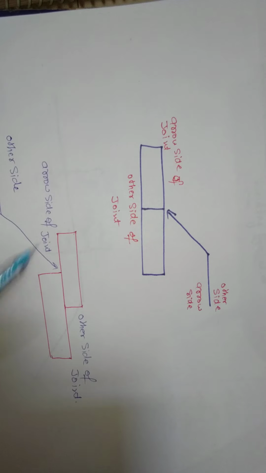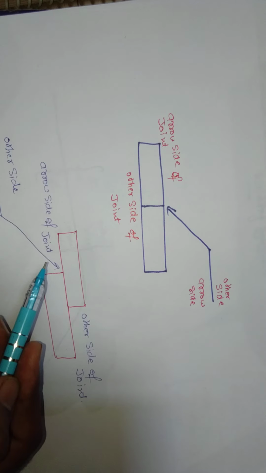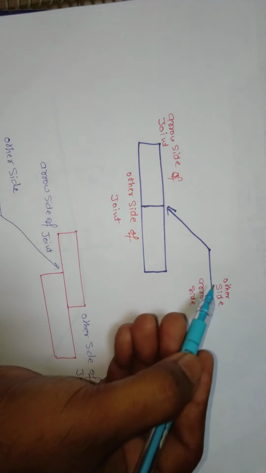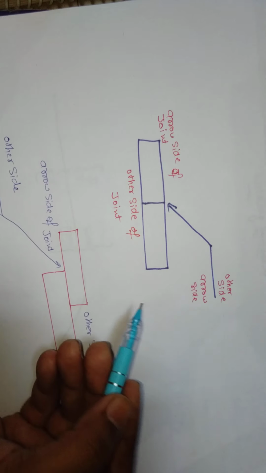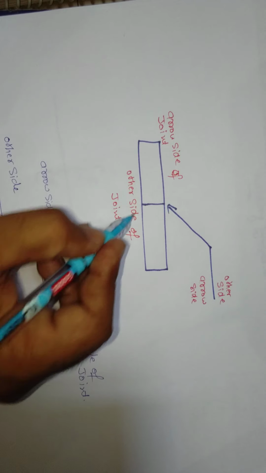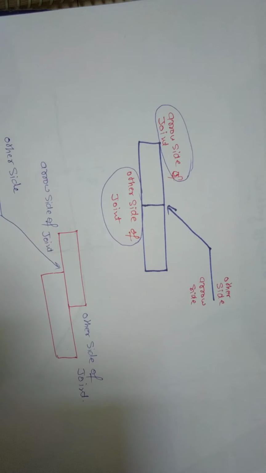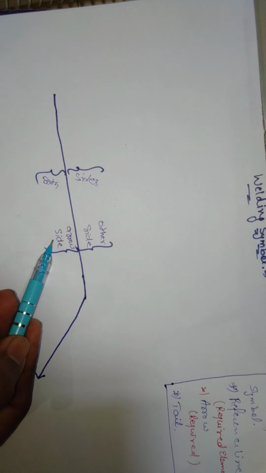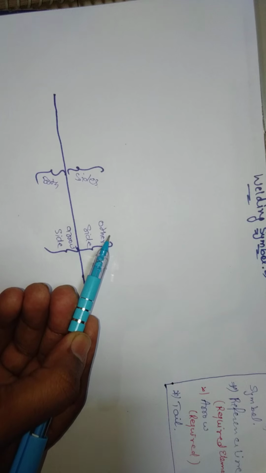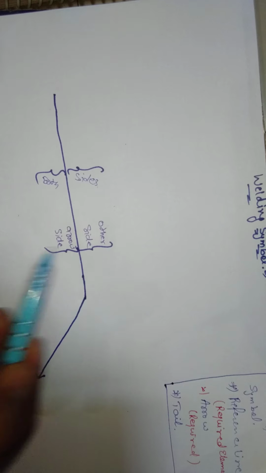On the basis of these figures or joints, we can say that if there is any change in the direction of the arrow, there is no change in the significance of the reference line. Arrow is used to define the side of the joint. On the basis of this, we can say that this is arrow side and this is other side of the joint. The lower part of the reference line is known as arrow side and the upper part is known as other side.